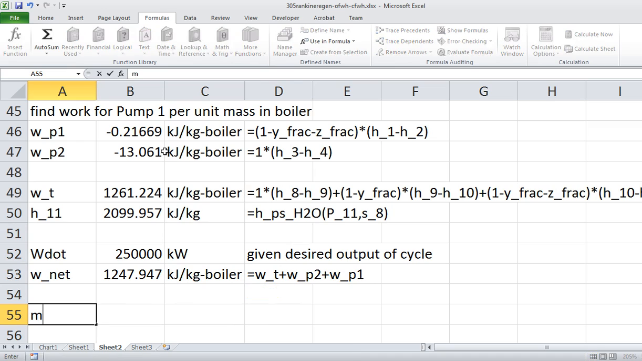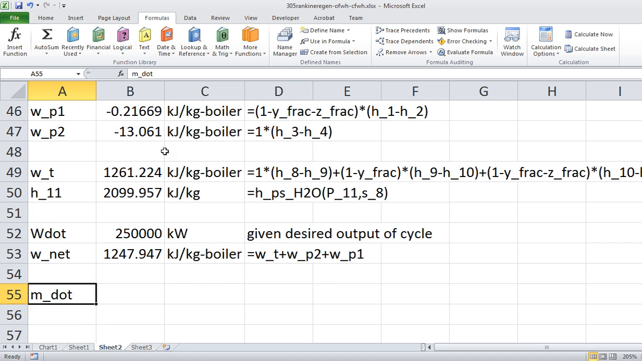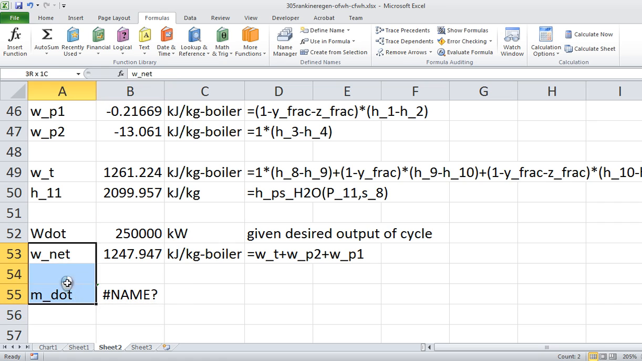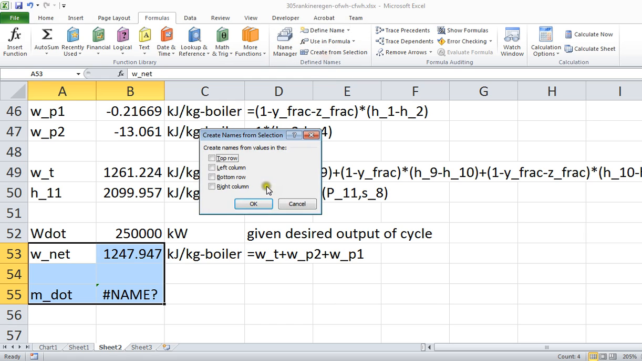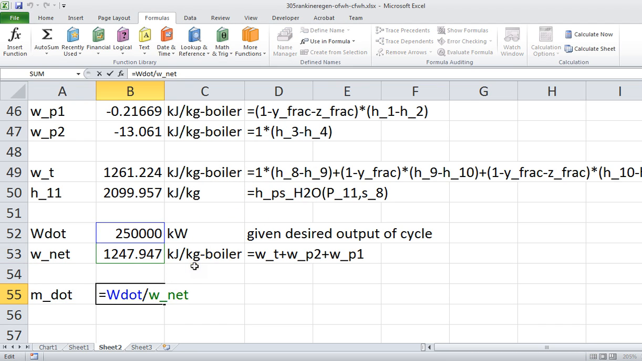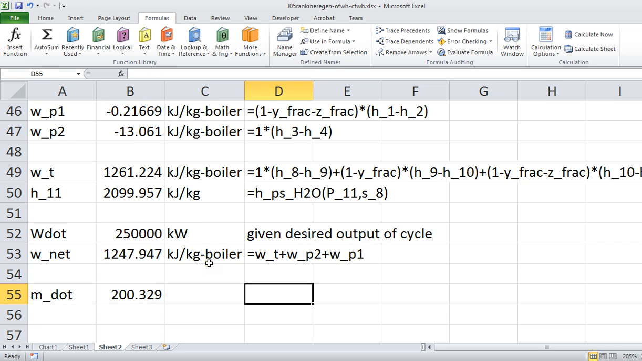And finally, we can find the mass flow rate that's required from the fact that W dot is just equal to W net times M dot. In other words, M dot is equal to W dot divided by W net. And once we get these names defined, then we know the answer. About 200 kilograms per second.